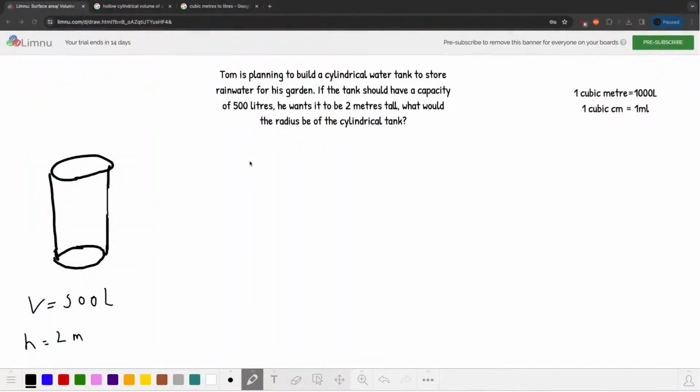Now we have a worded problem, and quite a tricky one as well. Tom is planning to build a cylindrical water tank to store rainwater for his garden. If the tank should have a capacity of 500 liters, and he wants it to be 2 meters tall, what would the radius be of the cylindrical tank?